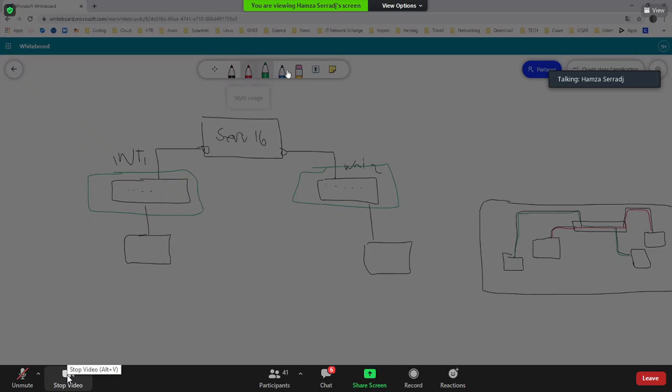What if I don't have much money or whatever? Instead of having two switches, I want to have one switch and plug them both in the same switch.